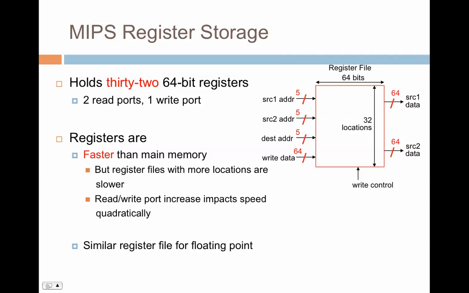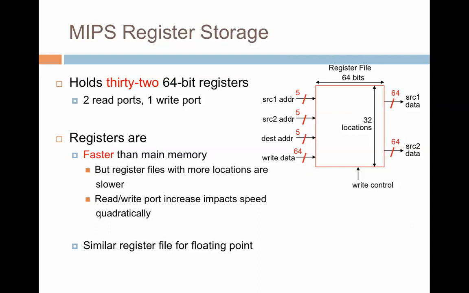For example, here if you see, you have the source 1 and source 2 addresses. All of them are 5 bits. 5 bits will allow us to decode and figure out one of the locations. Now, when you figure out one of the locations, you activate the cells and you read it out. So you get 64 bits as the two source data, source data 1 and source data 2. These are the two data that you can read, both of which are 64 bits.